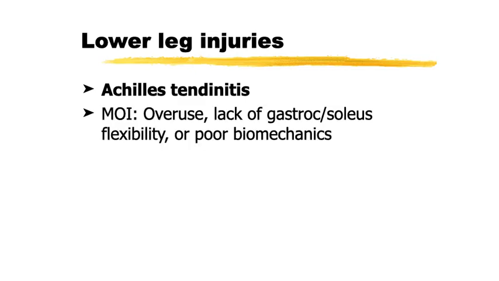Okay, lower leg injuries. We're going to start with Achilles tendinitis. This is typically caused by overuse, doing more and more, a lot of practice, a lot of playing. Maybe a lack of gastrocnemius-soleus flexibility, or poor biomechanics. What I mean by poor biomechanics is maybe you have a leg that's longer than the other, or one of the arch issues that we talked about early in class. Something weird going on with your feet, toes, knees, or back. Something's wrong and you're not mechanically correct.